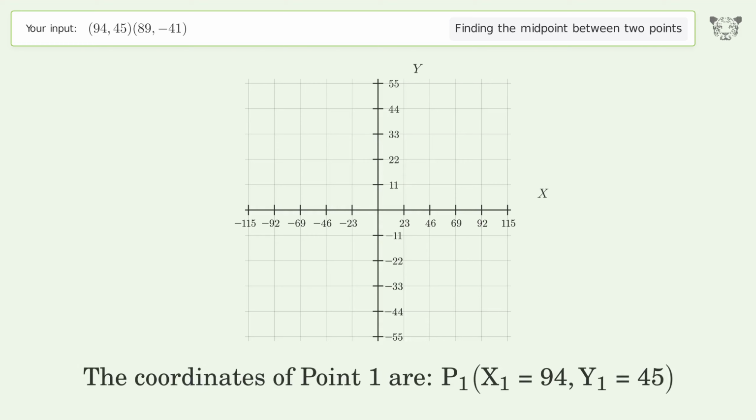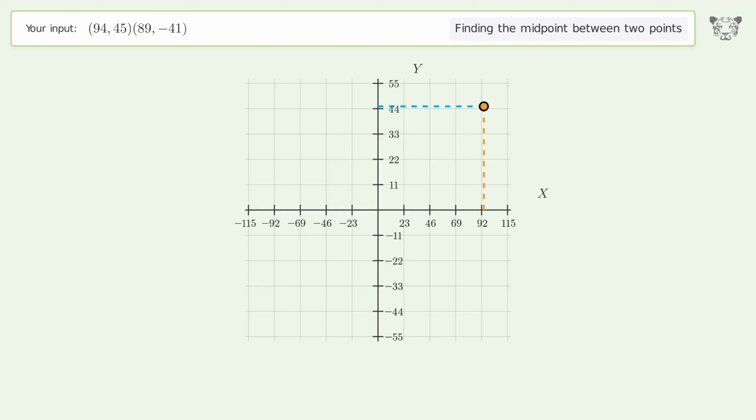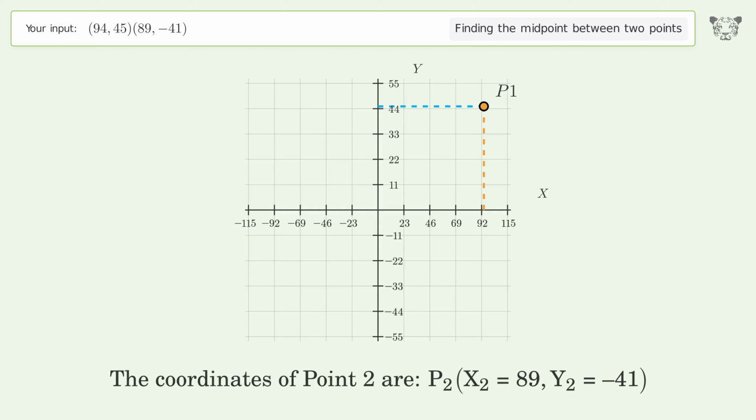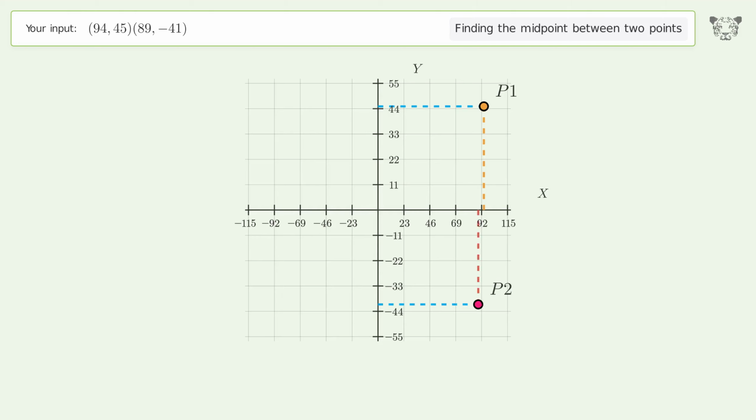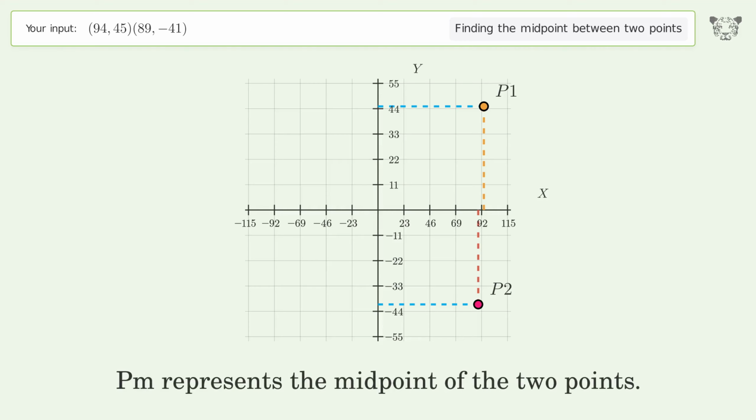The coordinates of point 1 are x1 equals 94, y1 equals 45. The coordinates of point 2 are x2 equals 89, y2 equals negative 41. PM represents the midpoint of the 2 points.